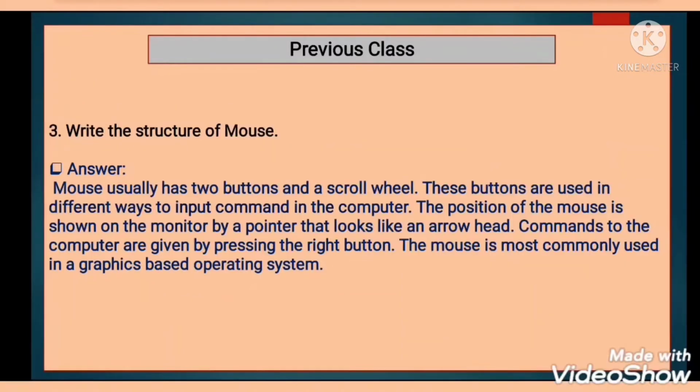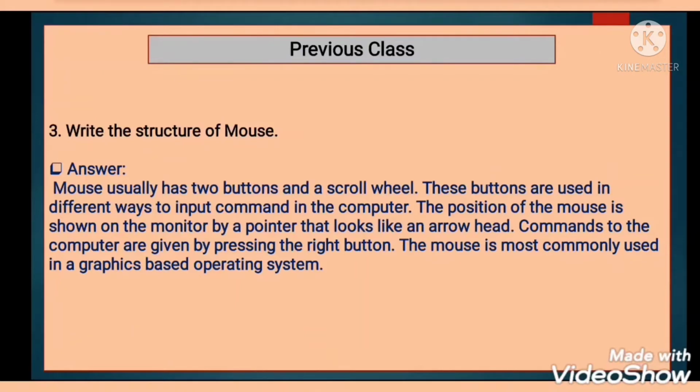Coming to the next question. Write the structure of a mouse. Yes, the mouse is a very popular input device and we are using it all the time. All of us are actually habituated to using this type of device. So let's check the structure. A mouse usually has 2 buttons and a scroll wheel. These buttons are used in different ways to input commands in the computer. The position of the mouse is shown on the monitor by a pointer that looks like an arrowhead.